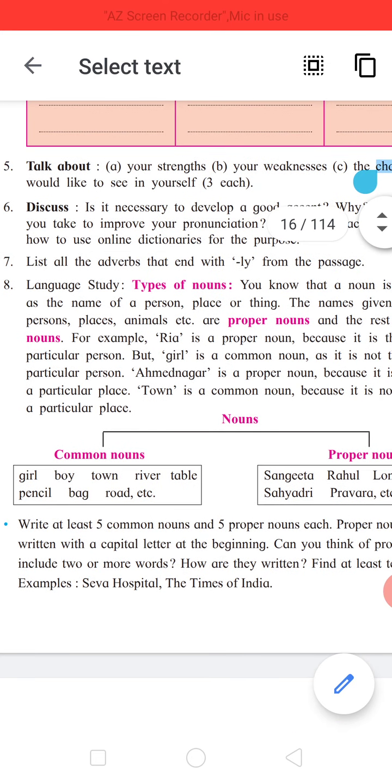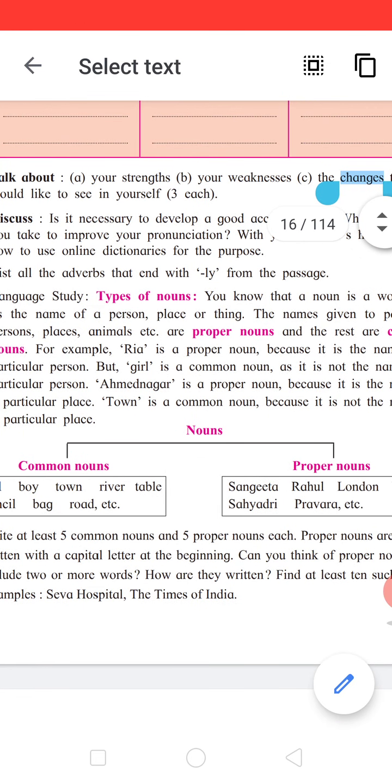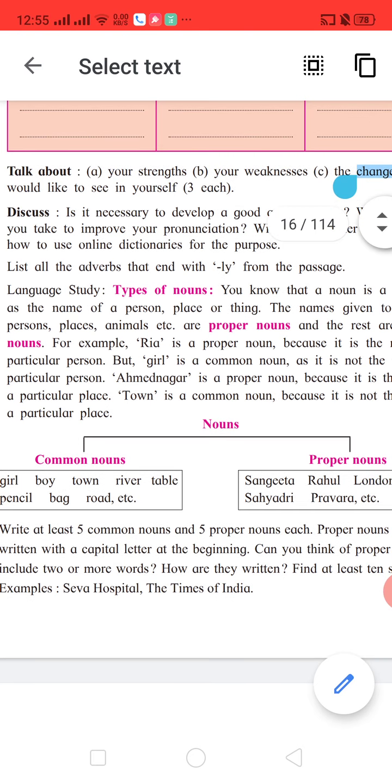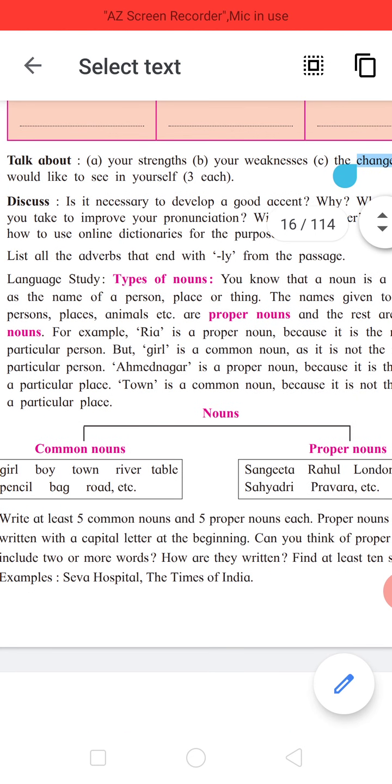Next question is, list all the adverbs that end with ly from the passage. Adverb means what? The words which tell something more about a verb. Now which are the verbs? Dance, play, sing, eat. These are verbs. So the words which tell something more about verbs are called adverbs. For example, she dances. Dances is a verb. She dances nicely. The word nicely is used for the verb, so nicely will be an adverb.